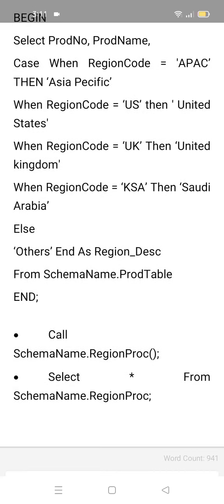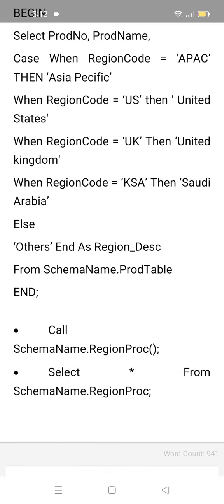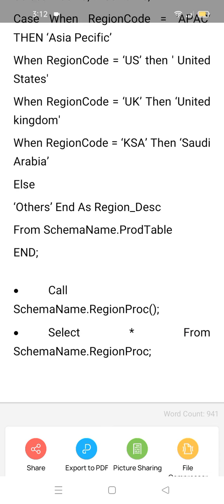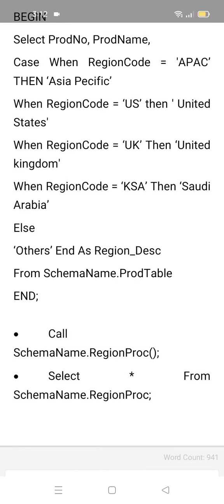How do we call the procedure? We use the call keyword, call space procedure name, with parenthesis open and close. Whenever we execute this call statement, our procedure gets executed, and the SQL statements inside the procedure get executed. And whenever we select the values from the procedure, like select star from procedure name, we get the updated values or records which are there in the table. This is how we select the procedure.